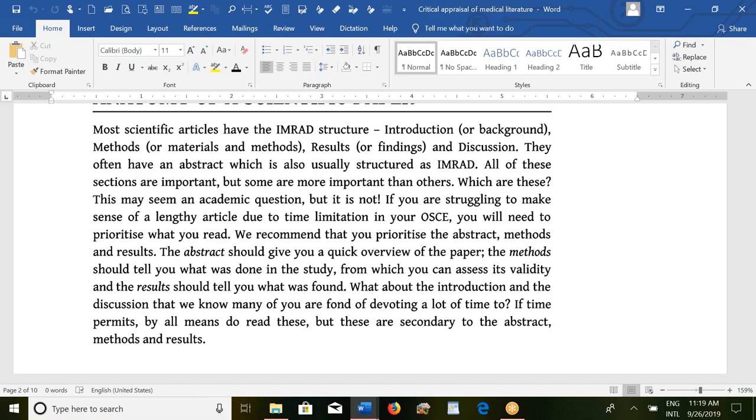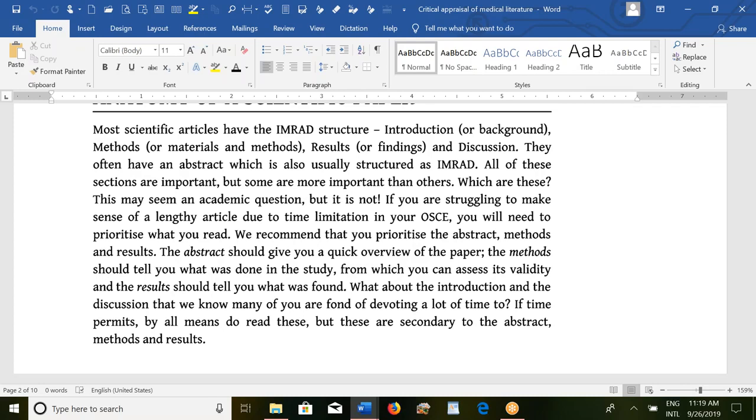All of these sections are important, but some are more important than others. So which are the important ones? It may seem an academic question, but it is not. If you are struggling to make sense of a lengthy article due to time limitation in your OSCE, you will need to prioritize what you read. Don't read everything. You should first of all look at the abstract, method and results.